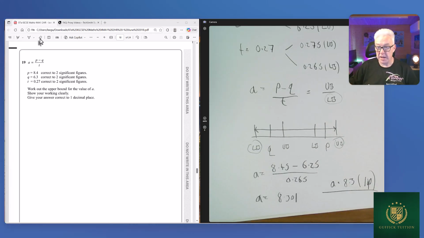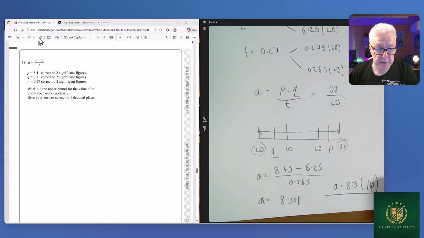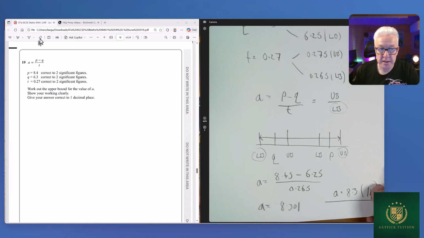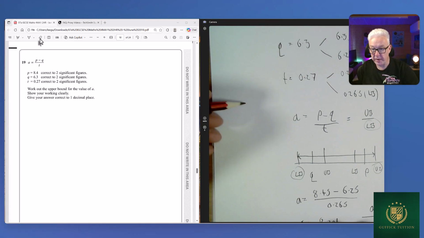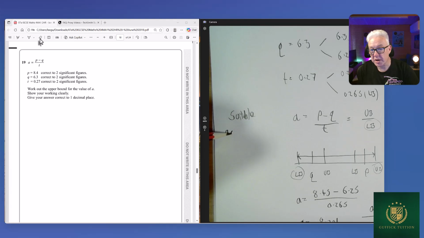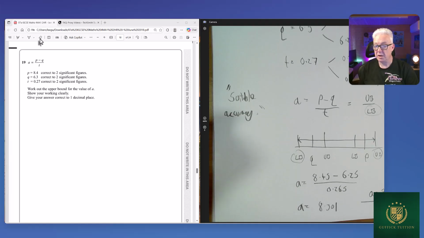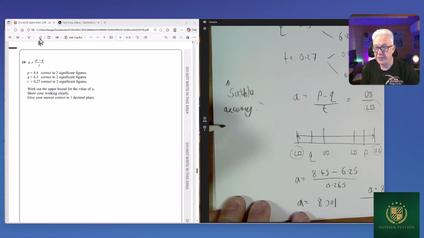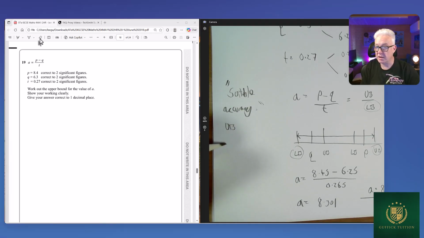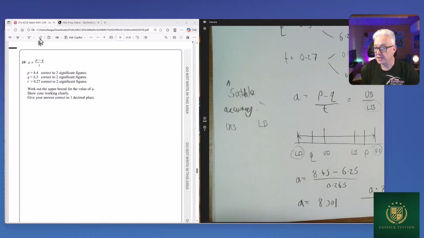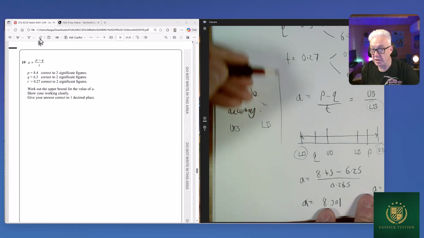Now, what else could I add to this question? Sometimes you see them talking about giving your answer to a suitable degree of accuracy. If you see this expression in a bounds question, what you have to do is find the upper bound of the answer, find the lower bound of the answer, and then state the degree of accuracy that they both agree with each other to.